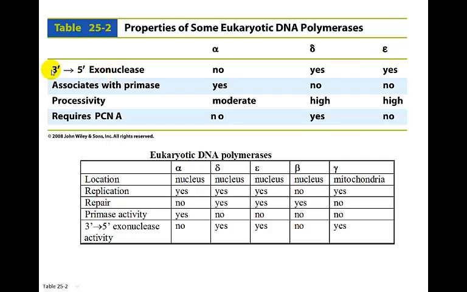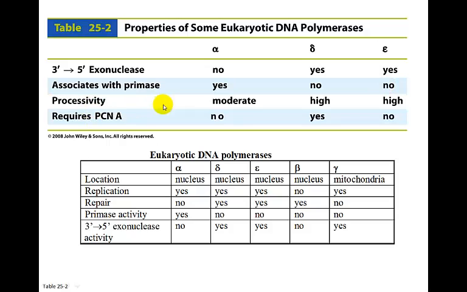So 3' to 5' exonuclease activity. Alpha doesn't have that activity. Delta has the activity. Epsilon has the activity. Associates with primase? Yes. So this is going to be the activity that's going to fill in gaps. Here's delta. It doesn't associate with primase. Here's epsilon. It doesn't associate with primase.